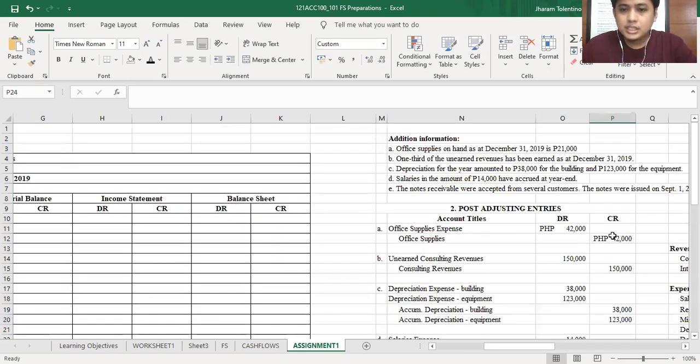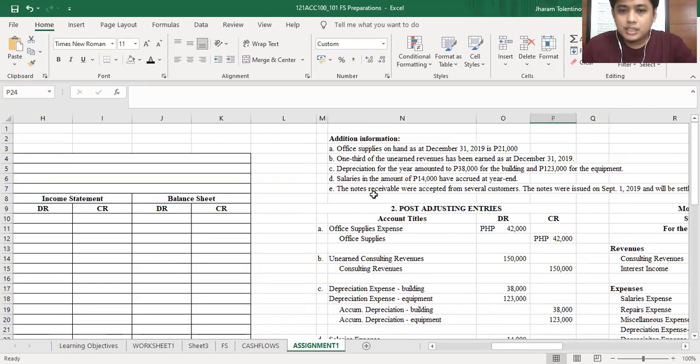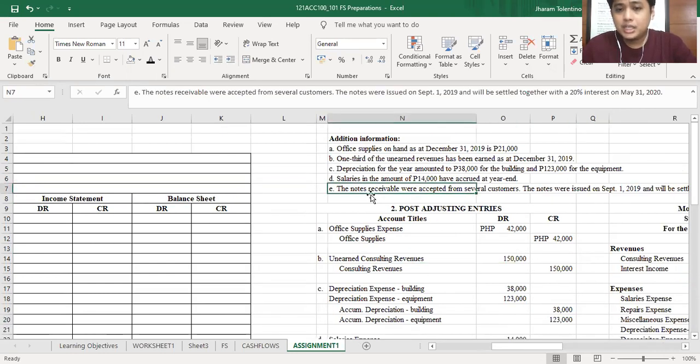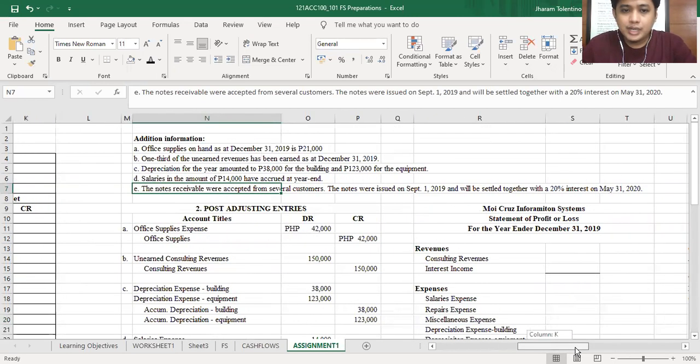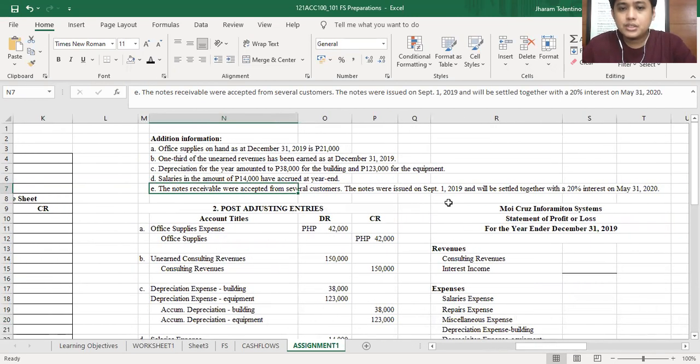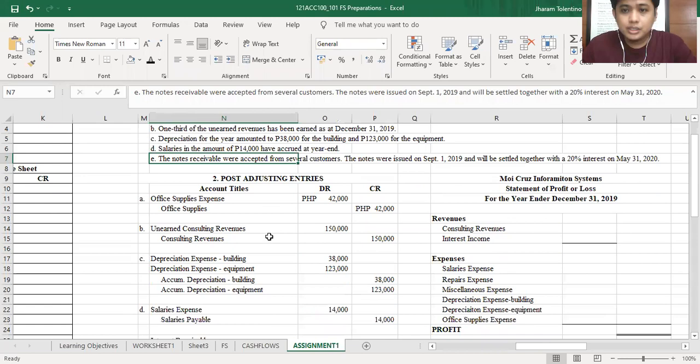What's next? Interest receivable. Check na natin. In this case, hindi siya payable. Ito yung mag-ingat kayo, sabi namin, di ba? So the notes receivable in this case were accepted from several customers. The notes were issued on September 1, 2019, will be settled together with a 20% interest on May 31, 2020. So all we need to do is compute.